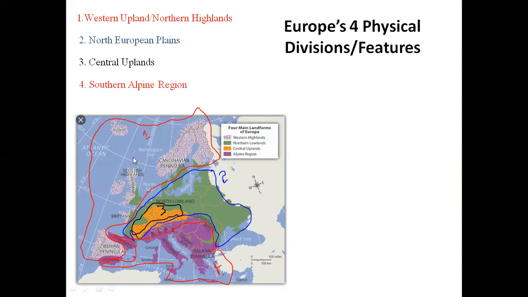When you come to the second physical division, that is the Northern European Plains, whatever I have marked with blue color, the blue color boundary, that is your northern lowlands. When you compare with the north, you are going to see very low land here. Then the third one is the Central Uplands, in the center part somewhere. I have marked it with black color, so that is your Central Uplands. And the last one is the Southern Alpine region, which is bordered with red color. That region is your Southern Alpine region.